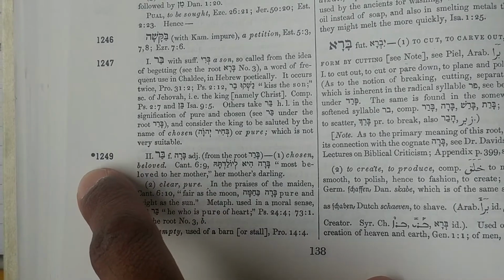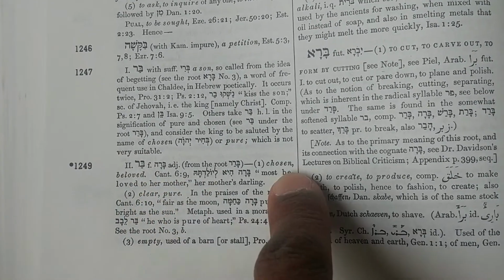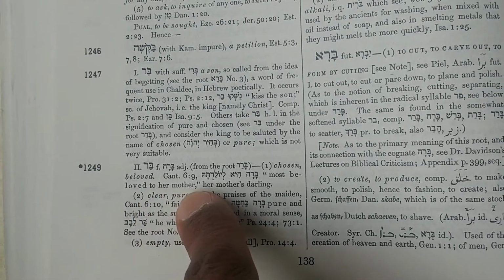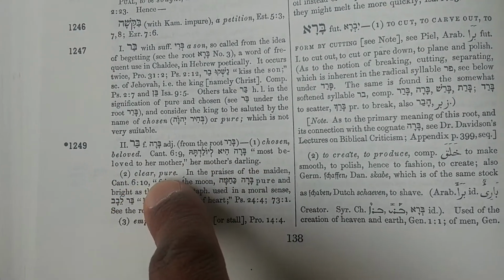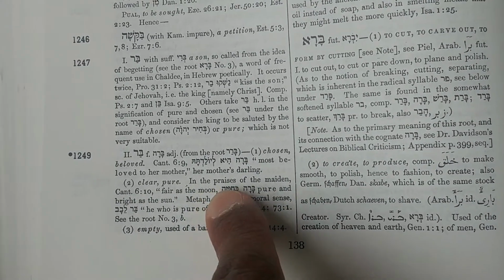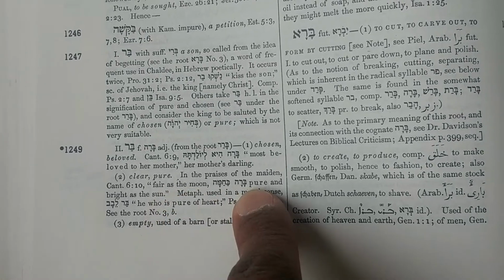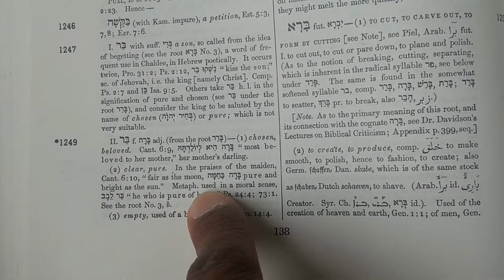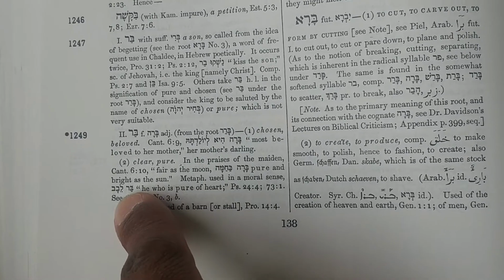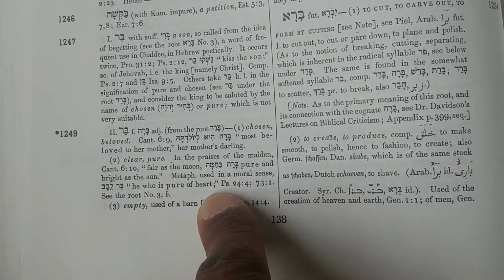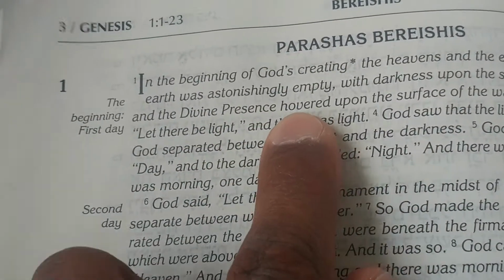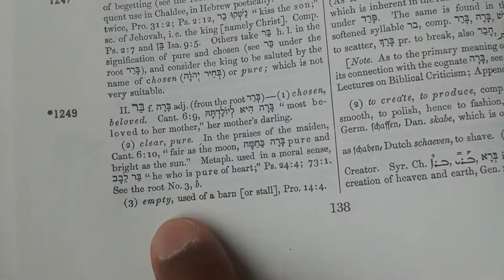We have Strong's Concordance number 1249, also for bar. It means chosen, beloved. Most beloved to her mother's darling, clear, pure. In the praises of the maiden, fair as the moon. Bara, pure and bright as the sun. Metaphor used in a moral sense. Bar labab, he who is pure of heart. Empty. In the beginning of God's creating of the earth, as we could see, the earth was astonishingly empty. As you can see, that this is how we dig wells.